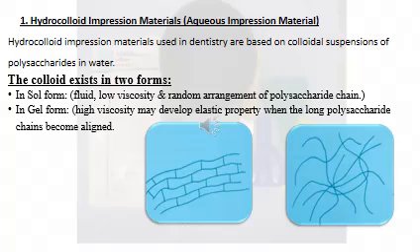Hydrocolloid impression materials. Aqueous impression material. Hydrocolloid impression materials used in dentistry are based on a colloidal suspension of polysaccharide in water. The colloid exists in two forms: in sol form, it is fluid, with low viscosity and a random arrangement of polysaccharide chains. In gel form, it has high viscosity and may develop elastic property when the long polysaccharide chains become aligned. In the right picture we see the sol form, and in the left picture we see the gel form.